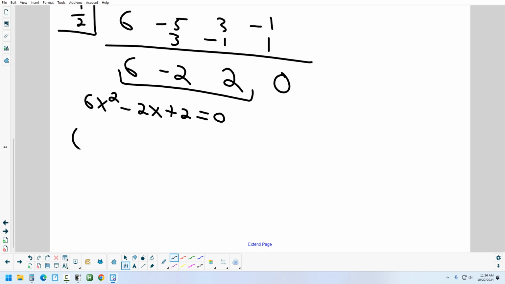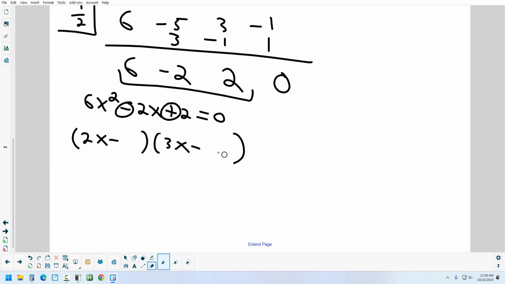You could try factoring it. You could try 2x and 3x. And what would my signs have to be? They have to both be minus, so we get a negative here and a positive here. What are 2 numbers that multiply to give me 2? 2 and 1. So we could try a 2 and a 1. Problem is that's going to give me negative 4x minus 3x, negative 7. So that's not going to work.